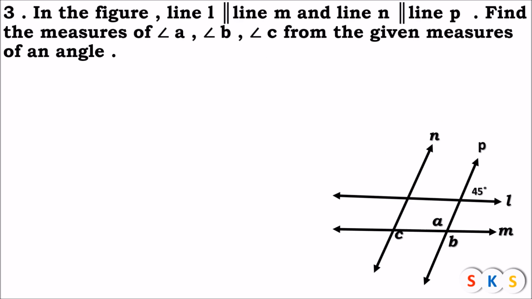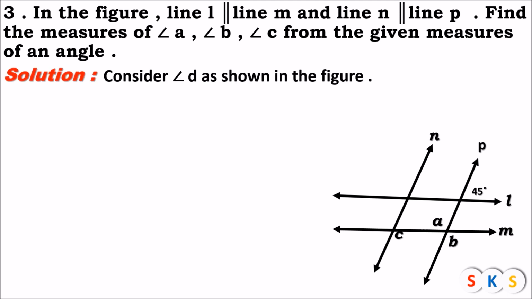Now here we have the next question. In the figure, line L is parallel to line M and line N is parallel to line P. Find the measures of angle A, angle B, angle C from the given measures of an angle. Let's start the solution. Consider angle D as shown in the figure. Look at this figure. Can you find angle D? Yes, look at over here. I'm going to take this angle as D.